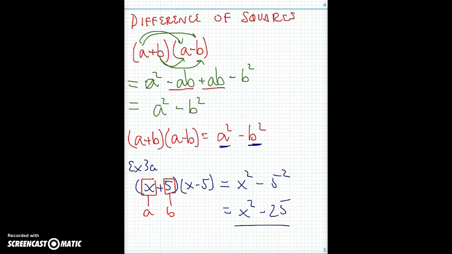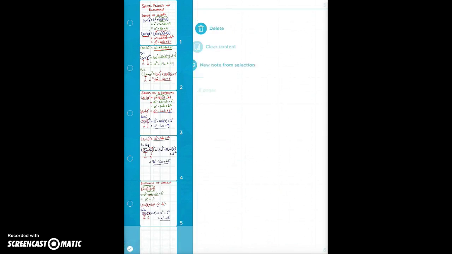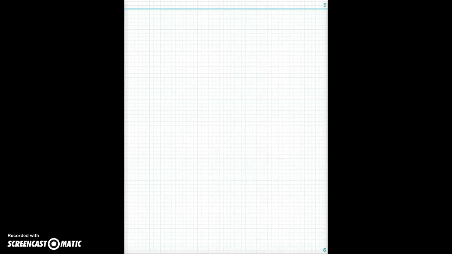So we'll look at one more example. Again, I'll rewrite our formula up here at the top, our difference of squares. If we have a plus b times a minus b, the product is a squared minus b squared.